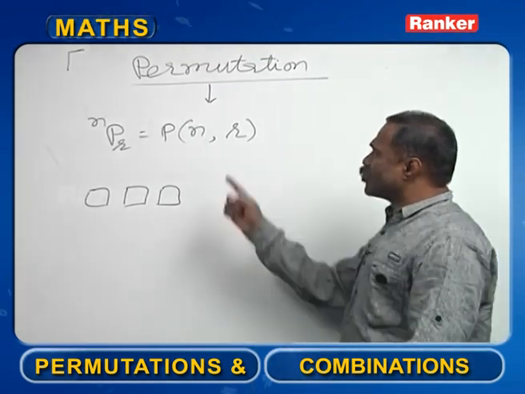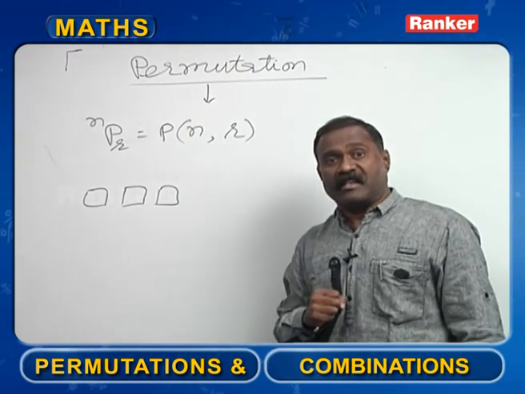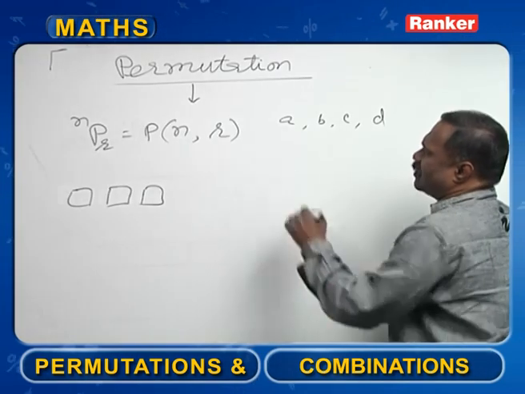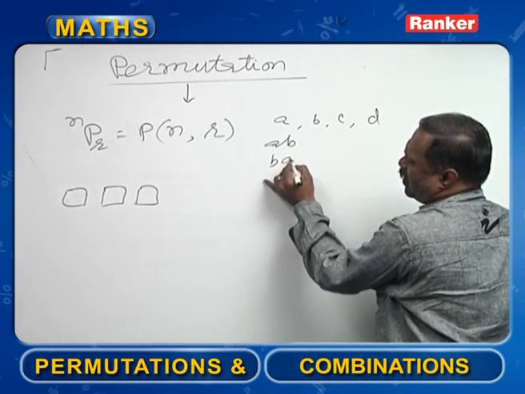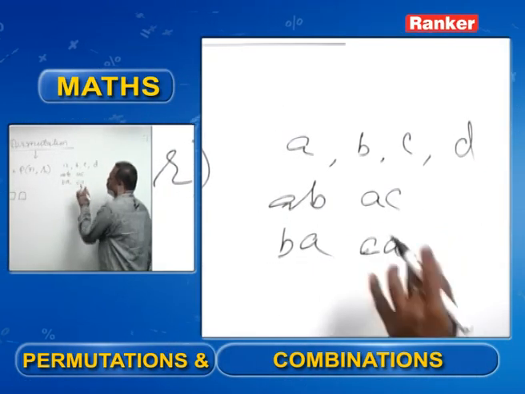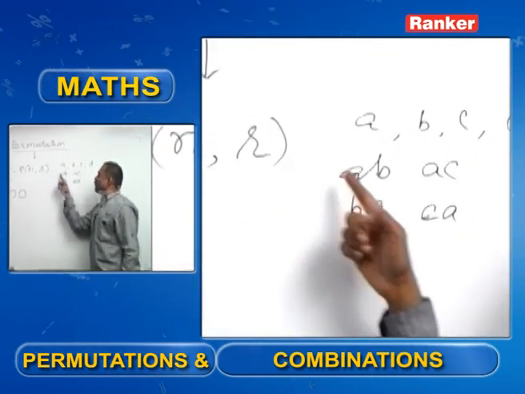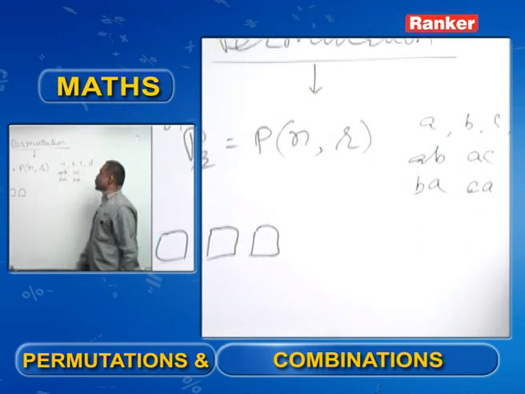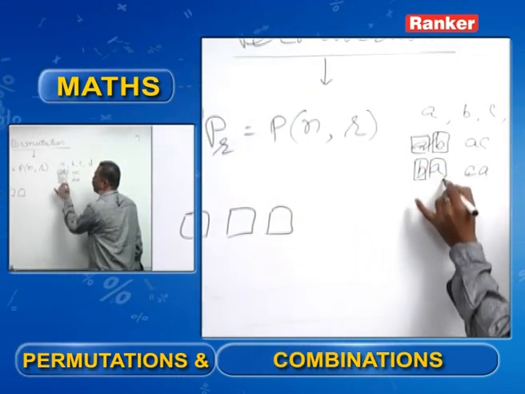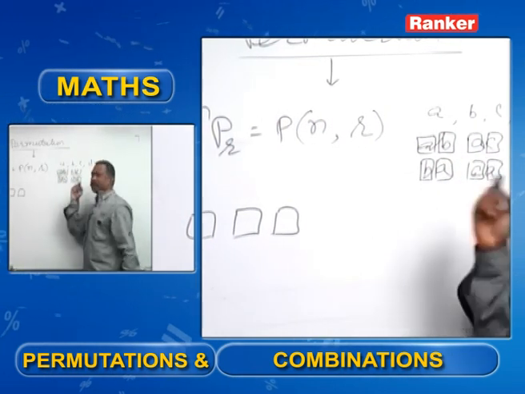Similarly, in this case also, you have N things in your hand and R things are to be taken. As we have seen, in ABCD we have taken AB, BA. How many things are taken? 2 things are taken. So here N is 4 and R is 2. So in each of the arrangements, how many blank places do you have? You have 2 blank places.